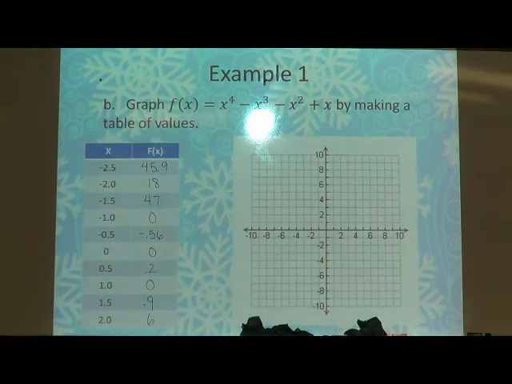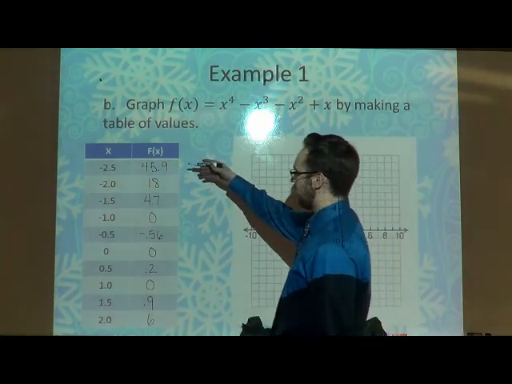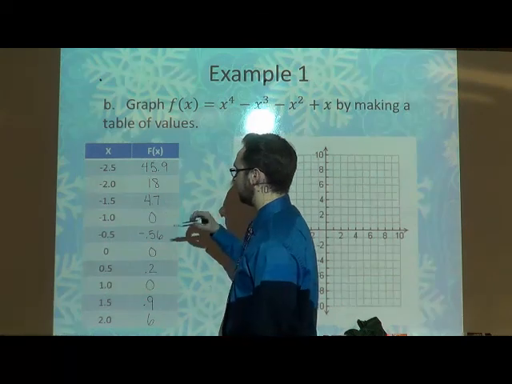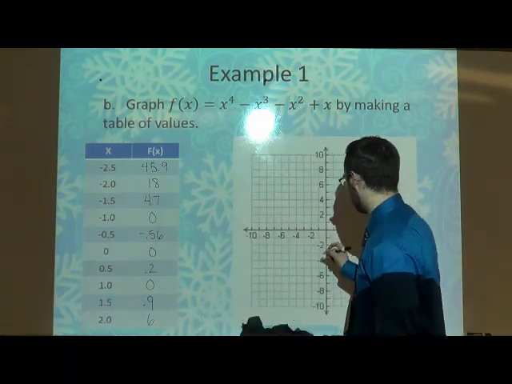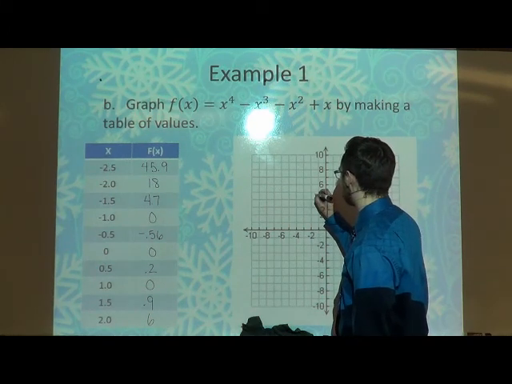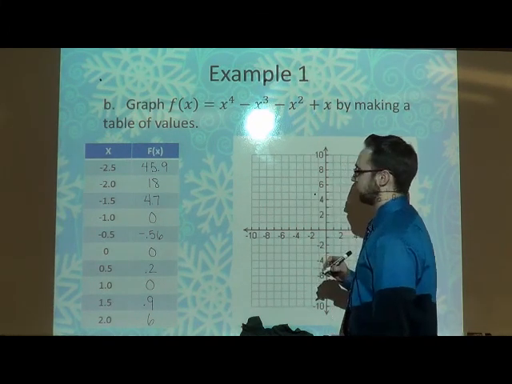For these values, notice how high they go. I'm not worried about you graphing 45.9 and 18. If it's way up there, I'm not worried about it. But we do get to reasonable numbers at negative 1.5. So at negative 1.5, I can go up to 4.7. So that's our first value.